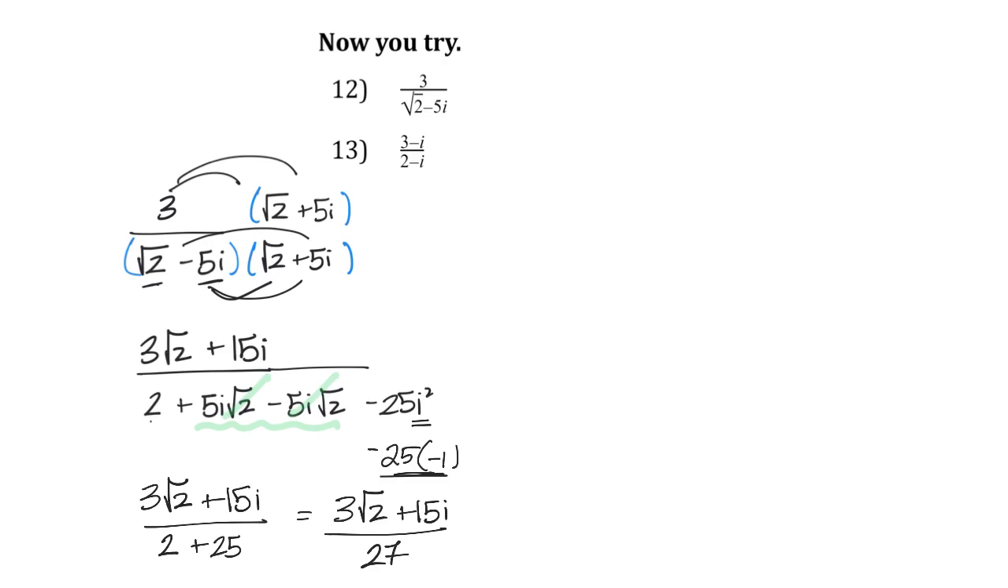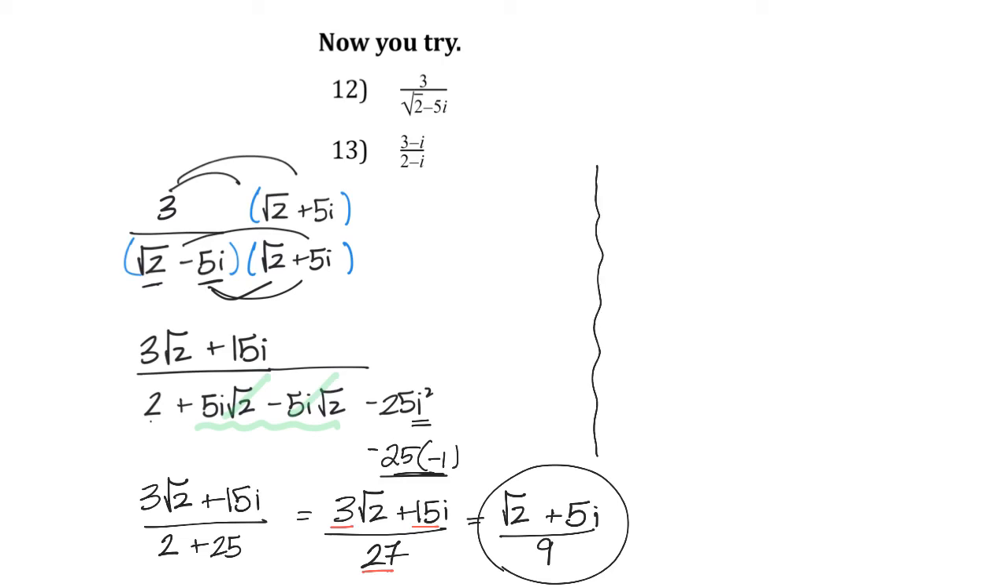Holy smokes, I just realized I can actually go further. Each one of these values is divisible by 3. So I have one more step to go. If I take a 3 out of the first one, it's just going to leave me with a square root of 2. 3 out of the second one leaves me with a 5. And 3 out of the third one leaves me with a 9. Wow, quite a problem.